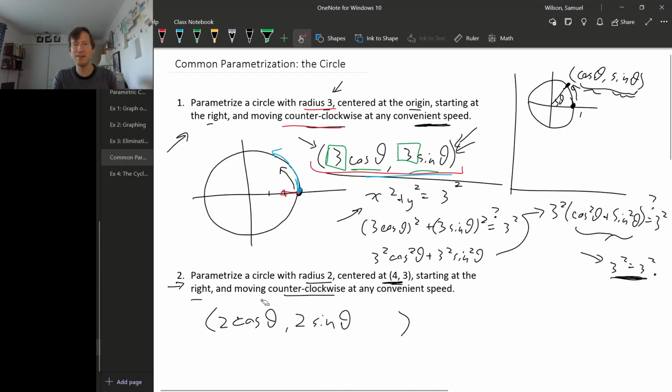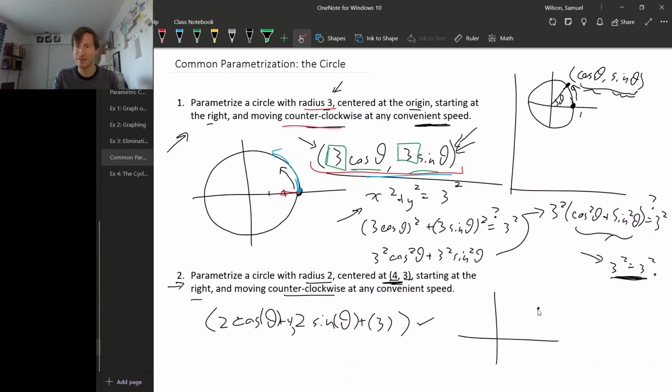All right, well now we need to modify this so that the center of the circle is at 4, 3. Right now, this parametric equation as we have it written is centered at the origin, which is 0, 0. So we just need to shift this parametric curve to the right 4 and up 3. To do that, we can just add 4 to the x-coordinate and add 3 to the y-coordinate. And that will shift the center of the circle from 0, 0 over to 4, 3. And so we're done. Now this parametric curve goes around the point 4, 3 with radius 2. So it's going to go like this.